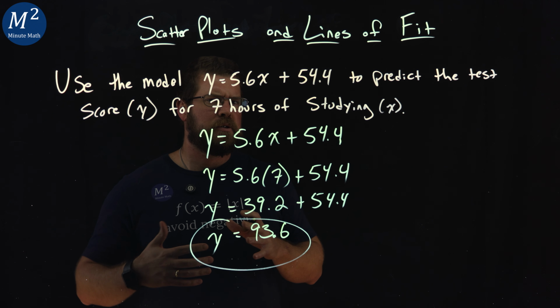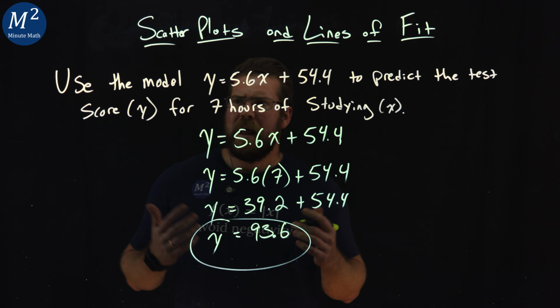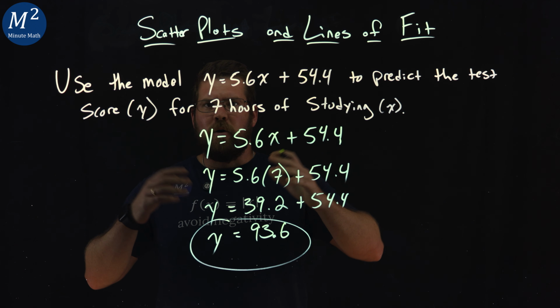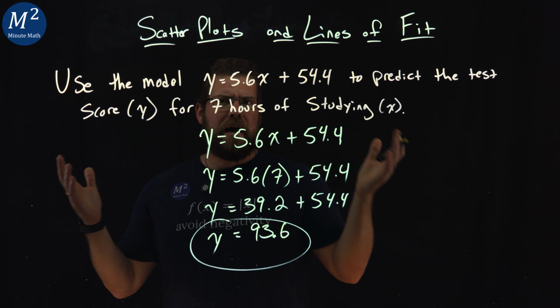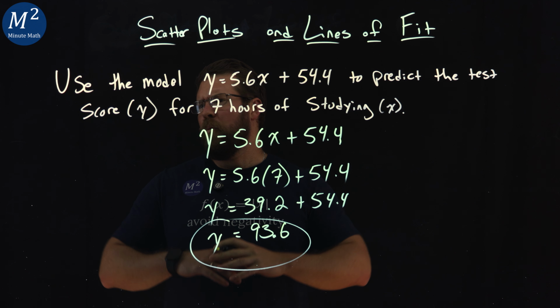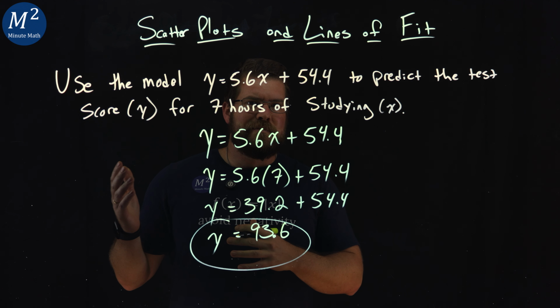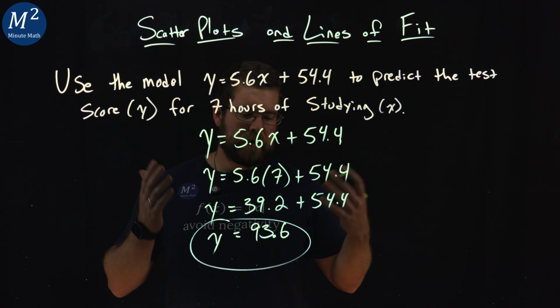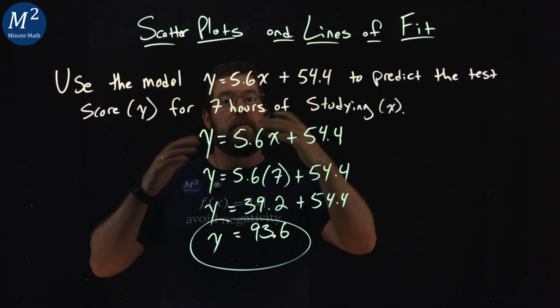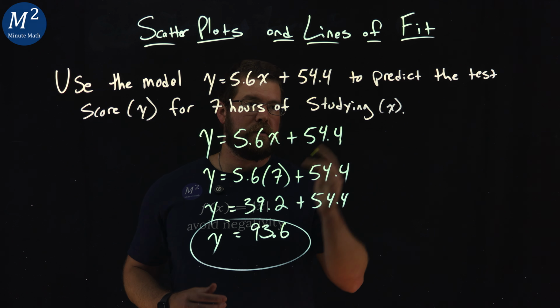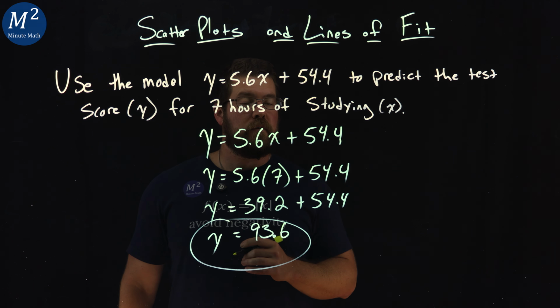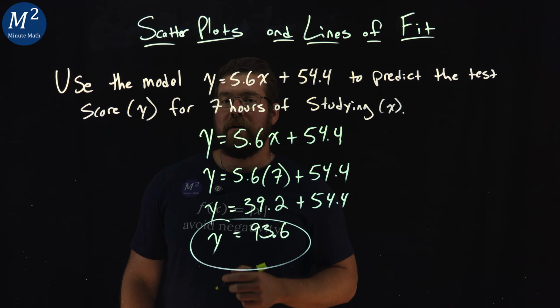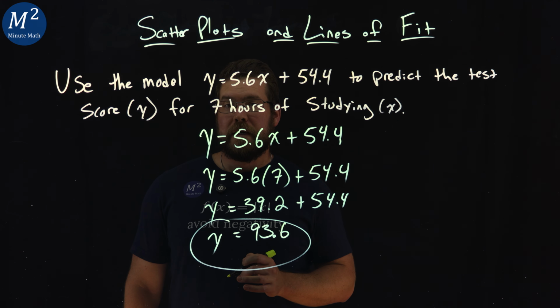Now, where would this actually kind of fail? Well, what would happen if we put 10 or 50 or 100 in for hours of studying? We'd have a score way above 100. Not going to really be practical, right? We have a limit of 100 points for our score here, but in this case, within the data range, it can be a good predictor here. So for 7 hours of studying, our x value, we got a y value, a test score of 93.6.